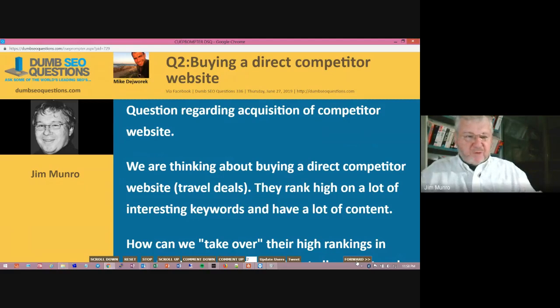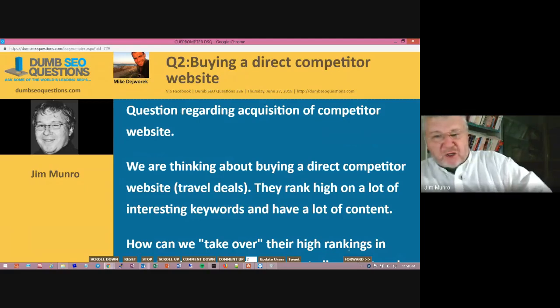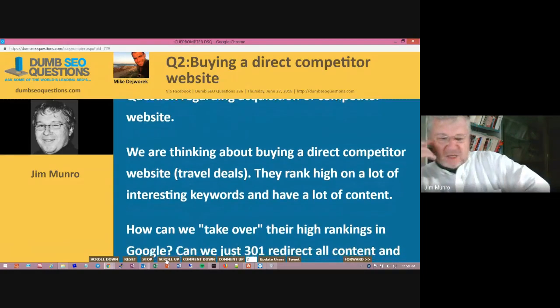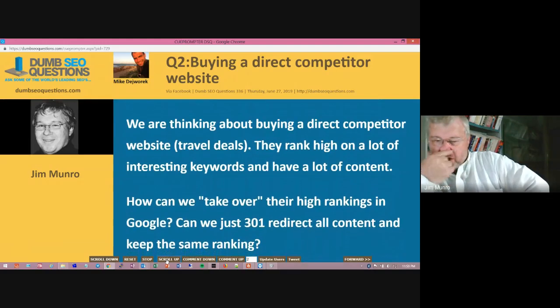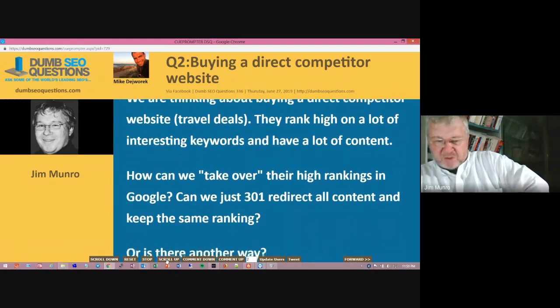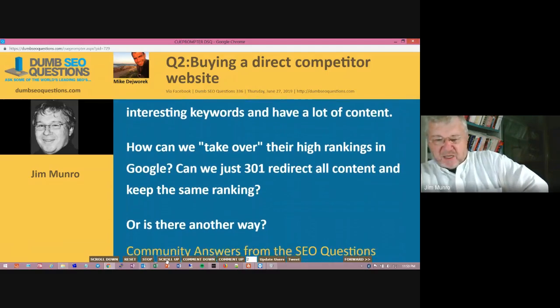All right, let's move on to number two on our run list. It's titled Buying a Direct Competitor Website. Mike Dejwarik has a question regarding acquisition of a competitor website. We're thinking about buying a direct competitor website, travel deals. They rank high on a lot of interesting keywords and have a lot of content. How can we take over their high rankings in Google? Can we just 301 redirect all content and keep the same ranking? Or is there another way?